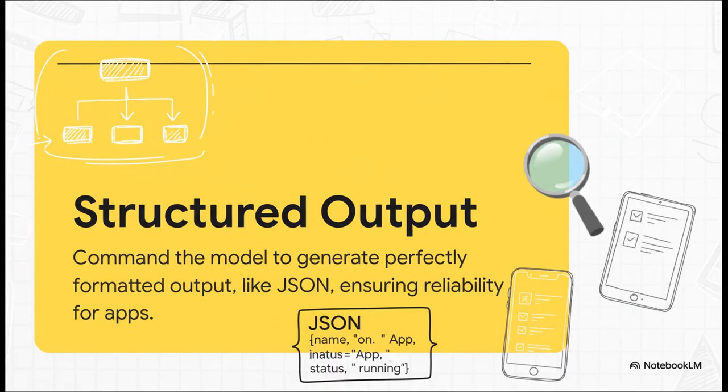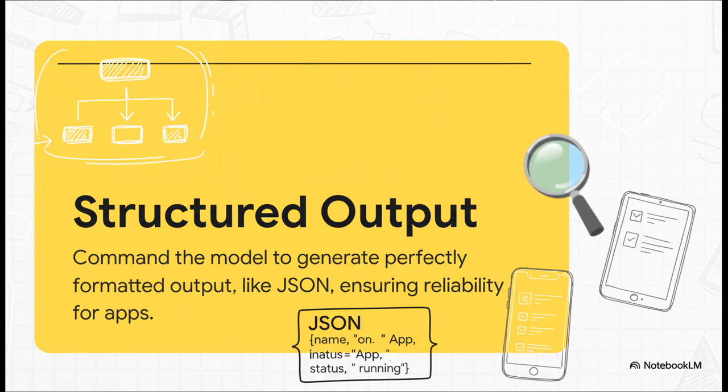First up, structured output. And trust me, this is a huge deal. Normally, an AI might just give you back a messy paragraph you have to sort through. Here, you can literally command it to organize its answer in a specific format, like JSON. Think of it like a perfectly clean spreadsheet that a computer can read instantly. It makes the output predictable and ready to plug into an app.